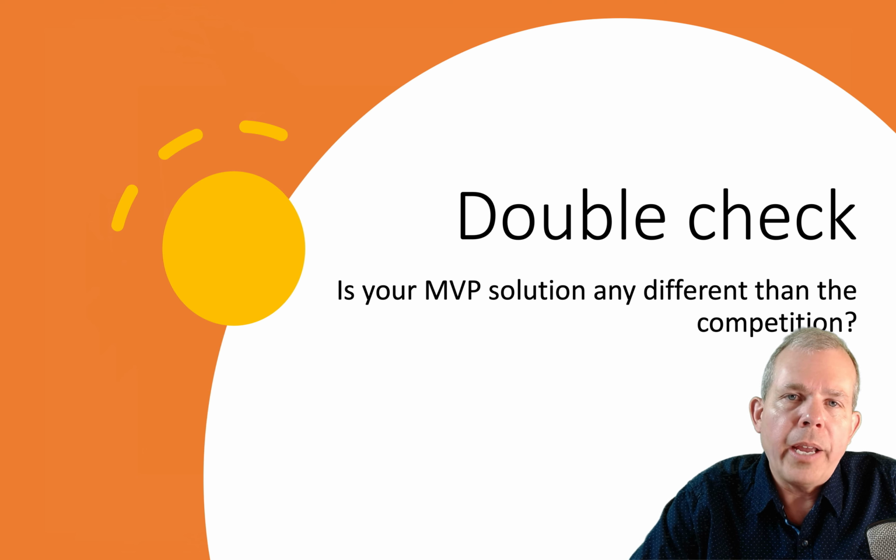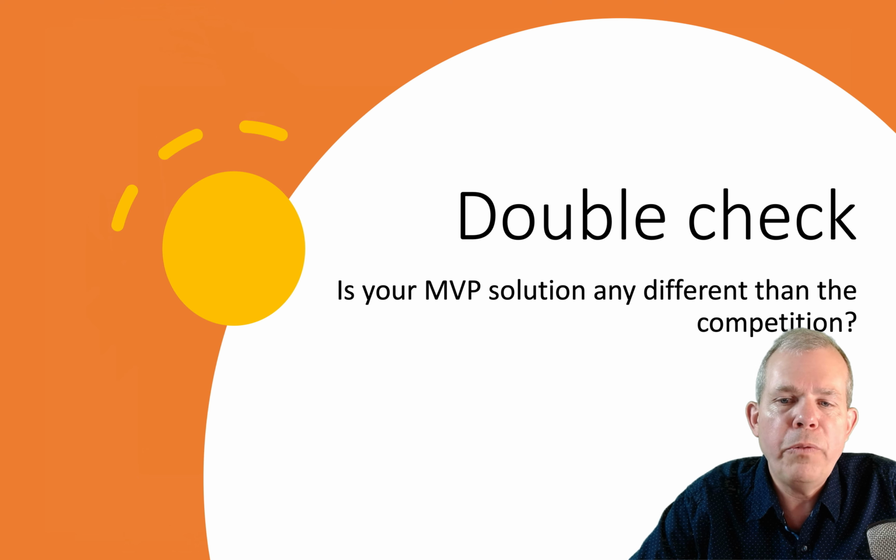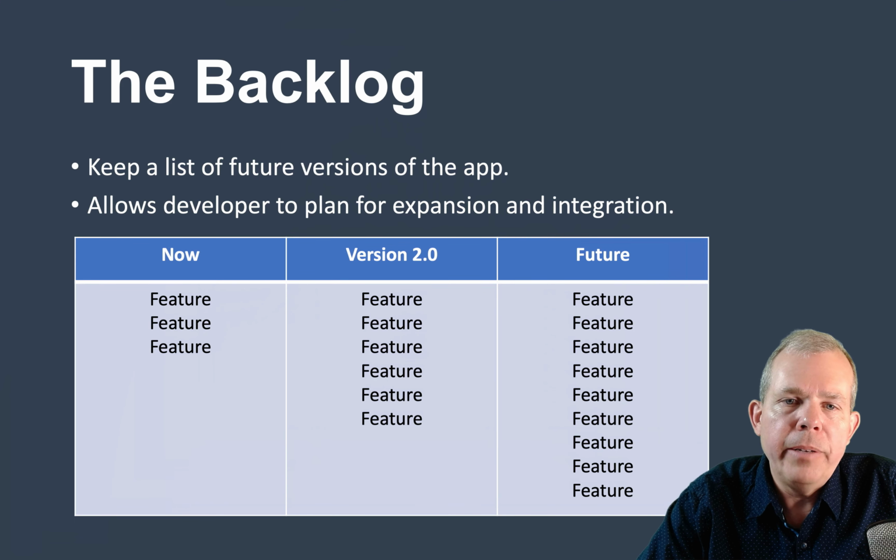Now, double check. When you get to this point in your development and you have an MVP, you've presented it to users and they've given you feedback, ask yourself, am I developing anything that is truly unique? This is a double check. Do my users see it as a differentiated product? Do I think that it's going to be an improvement? Where are we going with this? That's the double check point.